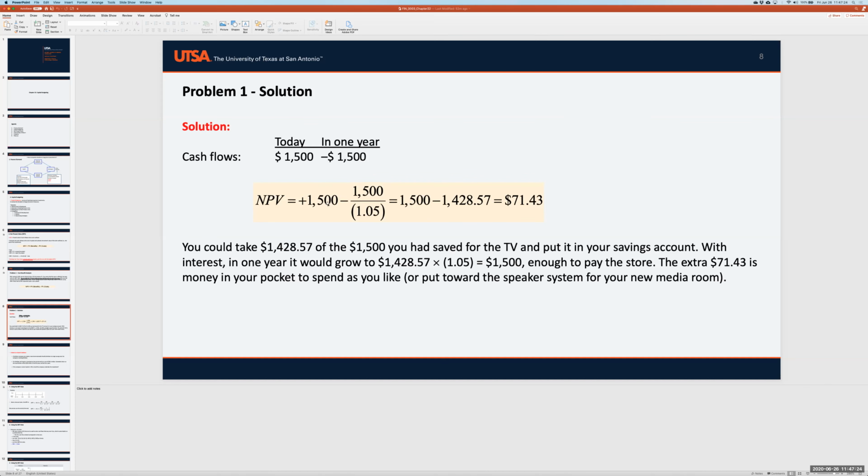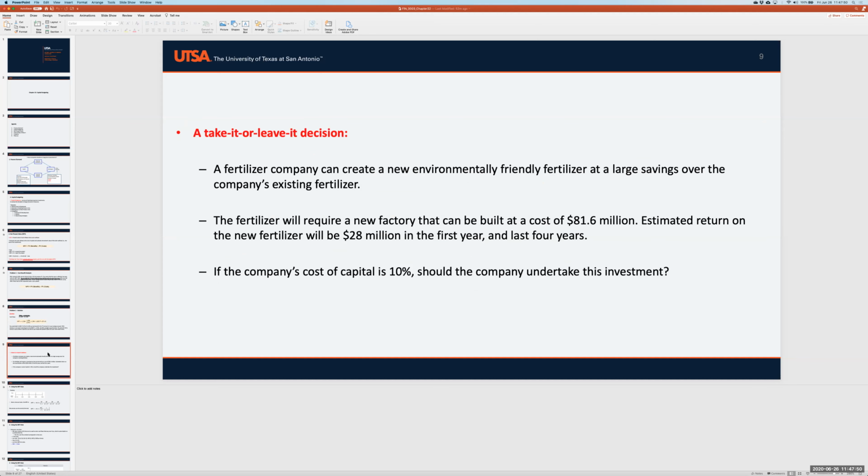So this is the inflow today, and this is the outflow for a couple of years, and you will find the present value of your outflows. This is the inflow, and you subtract inflow minus outflow, and you will find 75.43 is the net present value, which is positive. You should accept the project. Okay, take it or leave it decision.